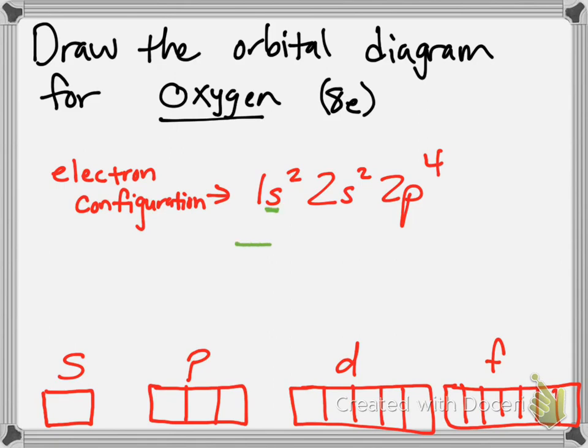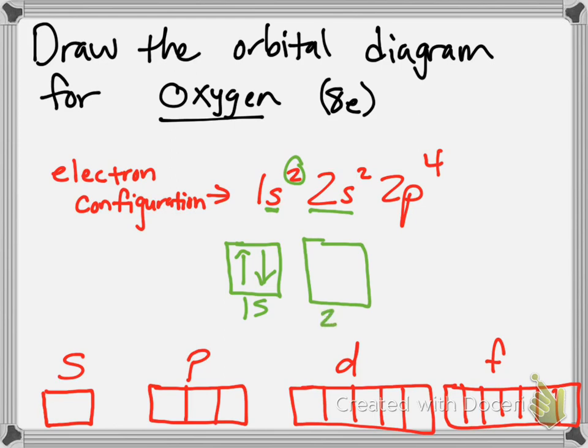1s. I'm going to draw 1 box. And I'm going to write 1s. How many electrons are in this? 2. So I'll do 1 up, 1 down, 2. Let's go to the next one. Next one is 2s. S will draw 1 box. 2s. How many electrons? 2. 1 up, 1 down.